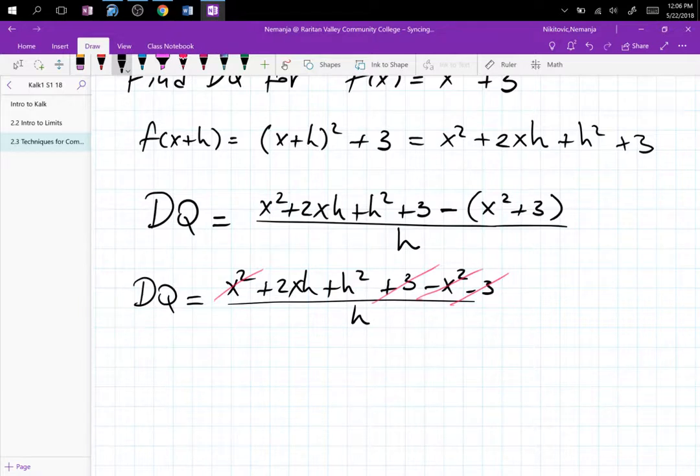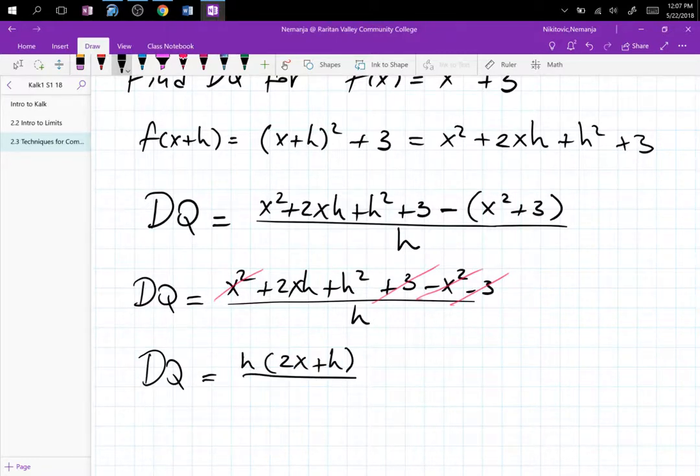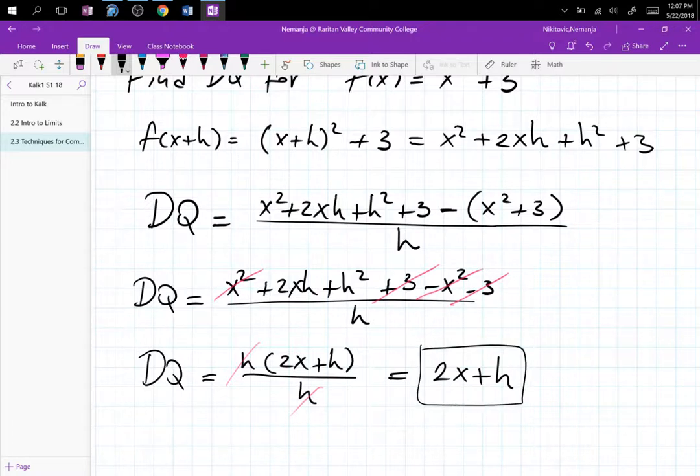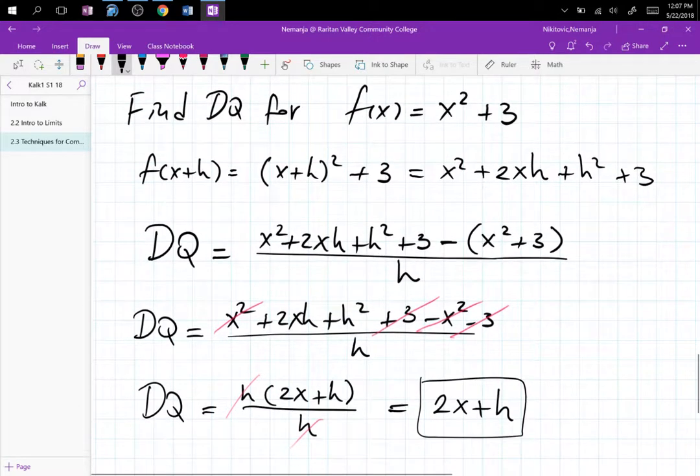You can factor h and cancel the h in the denominator. So for DQ, you factor h, you're left with 2x plus h, divided by h. This is where h cancels. And the answer is 2x plus h. So this is what we were looking for. We were looking for the difference quotient for the function x squared plus 3. And the difference quotient is 2x plus h.